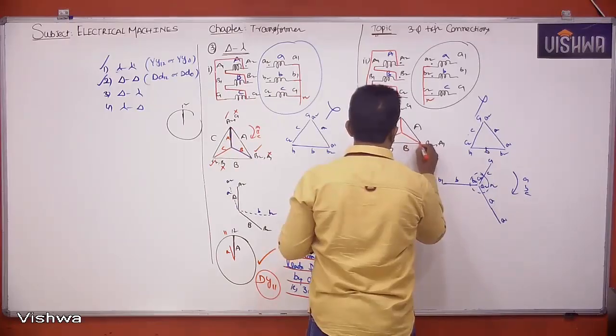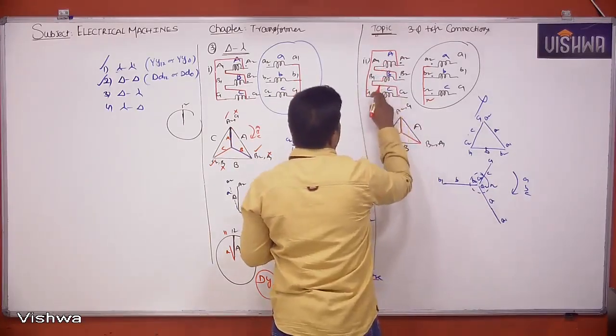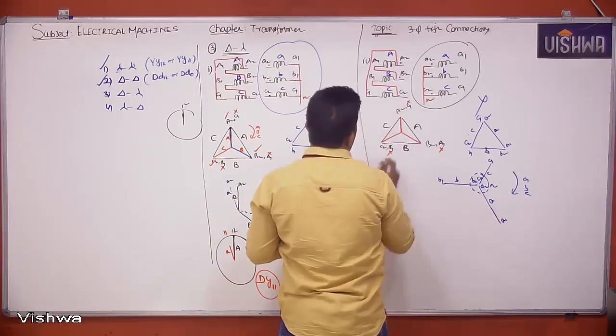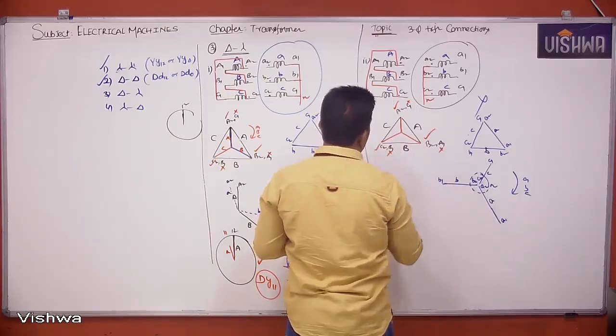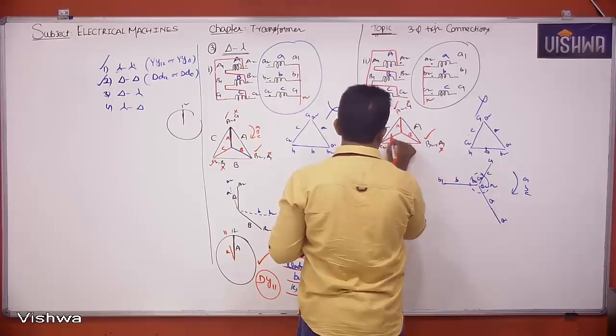Star equivalent. Before that, as I said, you should strike off the non-connection terminals: A1, B1, C1 should be struck off. A2, B2, C2 should be there. So now this becomes A, this becomes B, this becomes C.